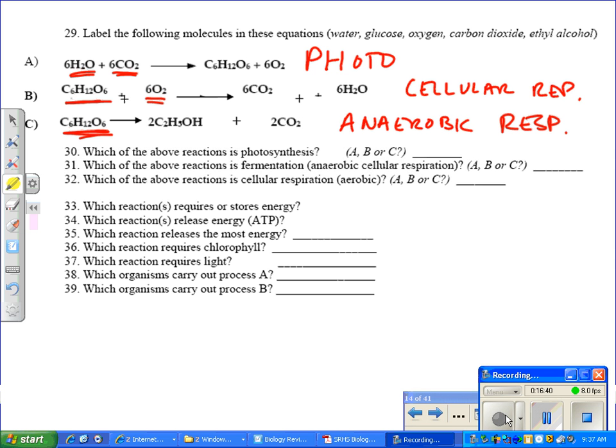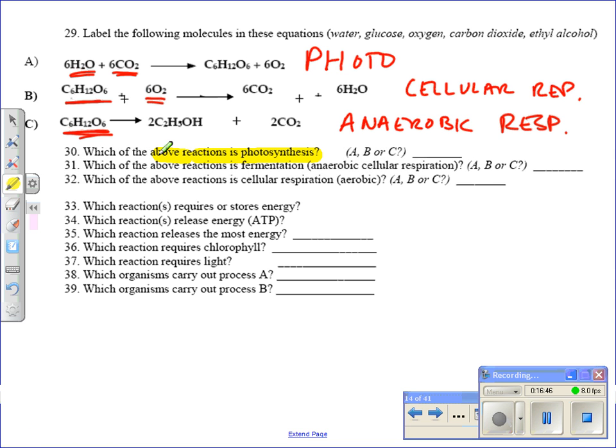All right, so you have to be able to identify these reactions. First question they ask you is which one's photosynthesis? Photosynthesis is going to be A, because water and carbon dioxide, just memorization, on the left-hand side, you're going to produce glucose and oxygen on the right-hand side. So the answer for 30 is going to be A. B, they want to know which one's fermentation, anaerobic cellular respiration. That's only when you have one thing on the left-hand side. It's only going to be glucose. That's going to be C.